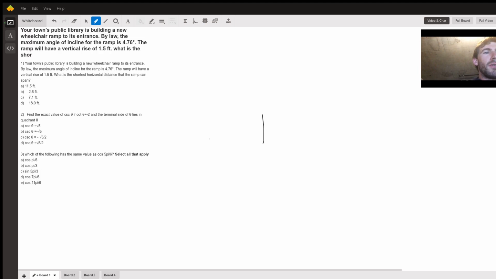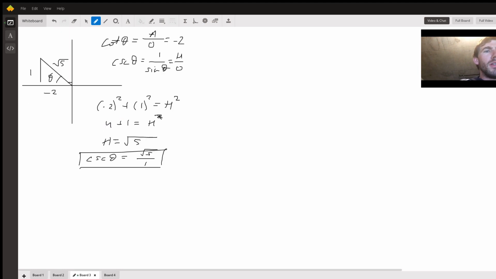For problem 2, find the exact value of cosecant theta if cotangent theta is equal to -2. Well, what we do here is we say, okay, if we're in quadrant 2, which is right here, and this is quadrant 1, we essentially assume cotangent theta is equal to adjacent over opposite, which is equal to -2.